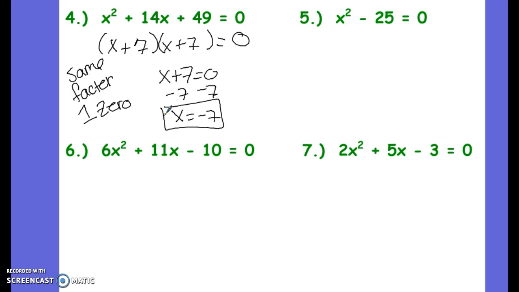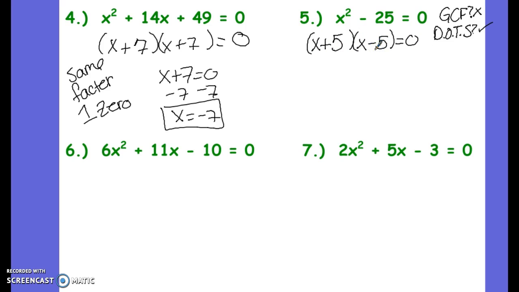For number 5, there's no GCF, it's a binomial. So first thing you do is check for GCF. Nope. Then remember to check to see if it's a difference of 2 squares. And yes, it is. So when it's a difference of 2 squares, remember you have x plus the square root of 25, which is 5, and x minus 5.